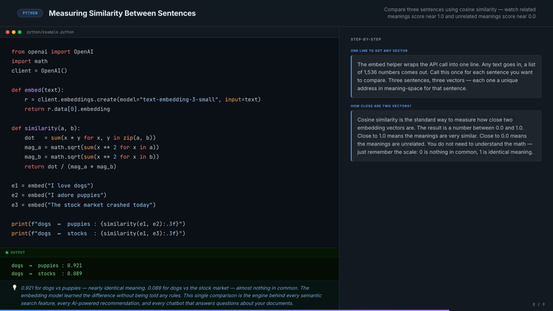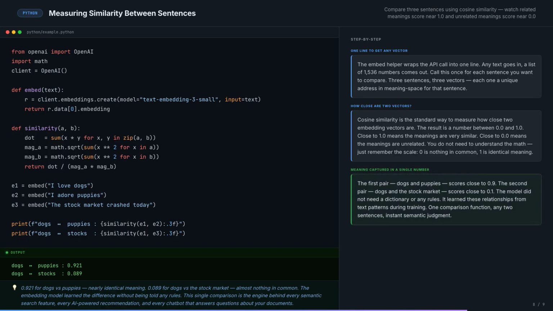Now look at the result, meaning captured in a single number. Dogs and puppies score 0.9281, nearly identical because they describe the same animal in the same emotional tone. Dogs and the stock market score 0.089, almost no shared meaning at all. The model figured this out entirely from patterns in text during training. No dictionary, no synonym list, no handwritten rules, just embeddings, and the idea that meaning can be encoded as a point in a mathematical space.